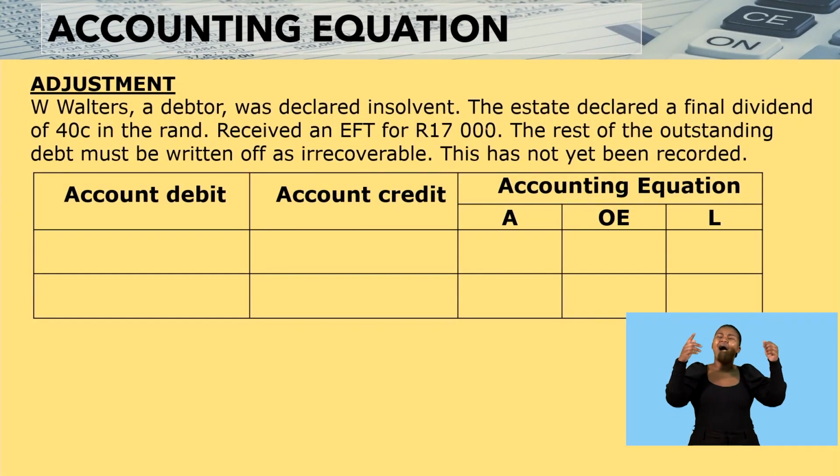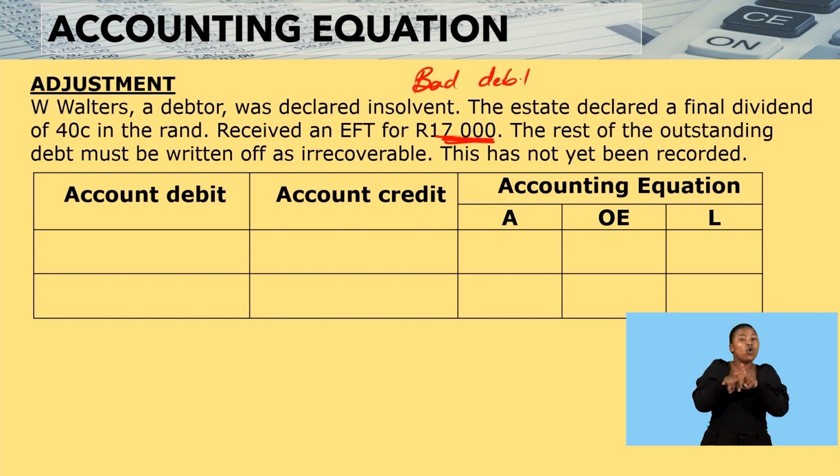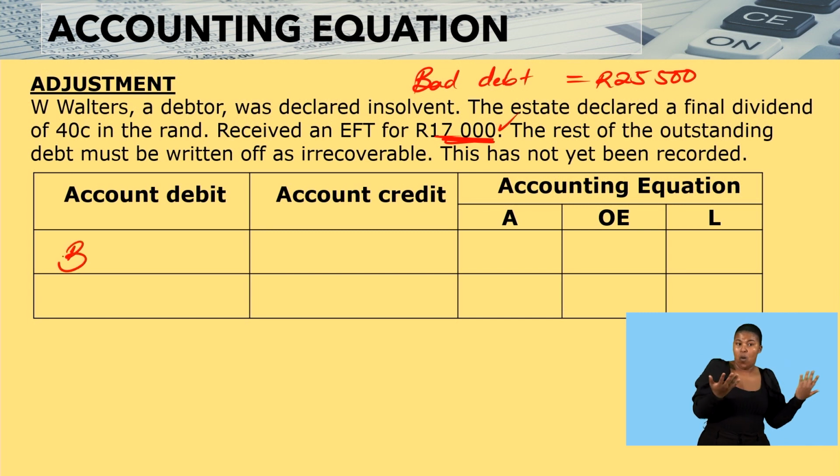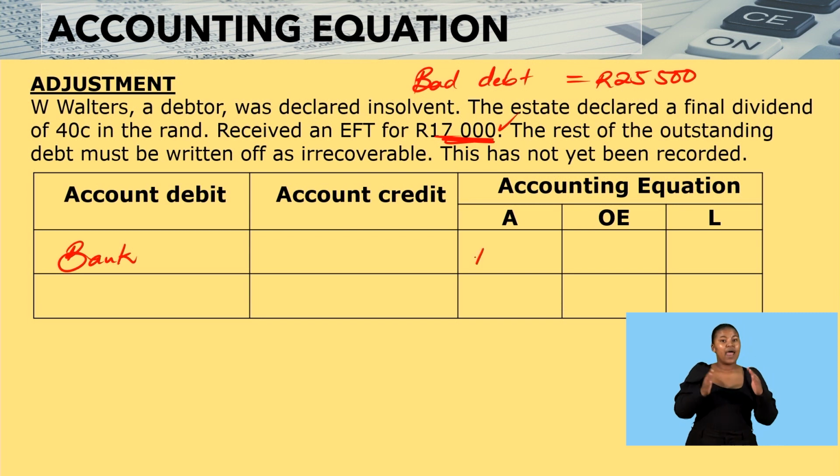Okay, let us go. In the accounting equation, remember we have two amounts to record. The amount we received, 17,000, as well as the bad debt amount. Who can tell me how much it was? Thank you. The bad debt amount was 25,500. Let us then start. Which account do we debit? Let us start off with the 17,000. Account debit is going to be bank because we have received. And once we debit bank, my asset is going to be plus 17,000.